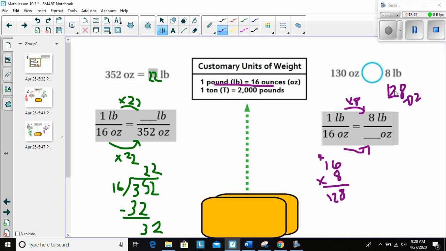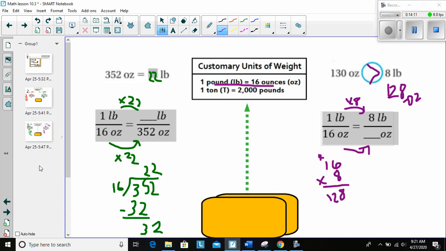All right, and now I have 128 ounces on this side, 130 ounces on this side, and now I know which way to face my inequality sign, and that would be towards the bigger number, right? So I'm going to have the greater than sign. So this means 130 ounces is greater than 128 ounces, and I'm done.